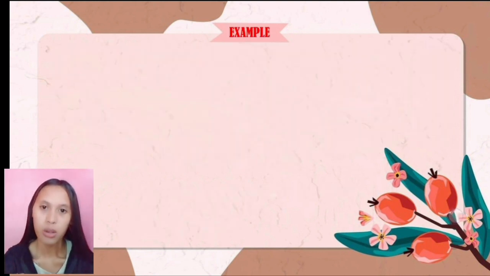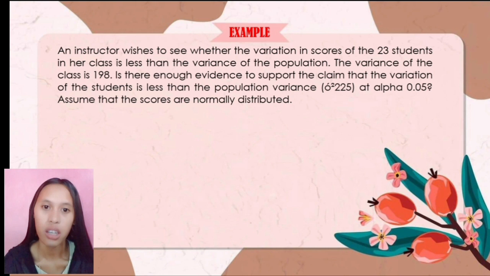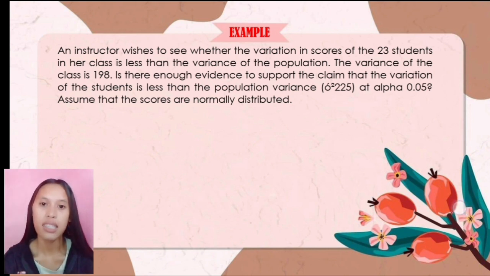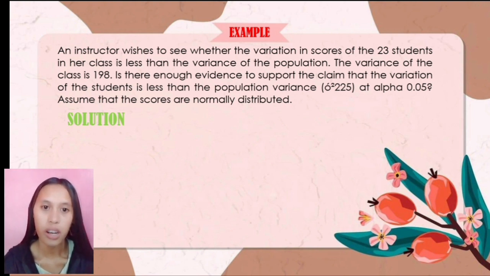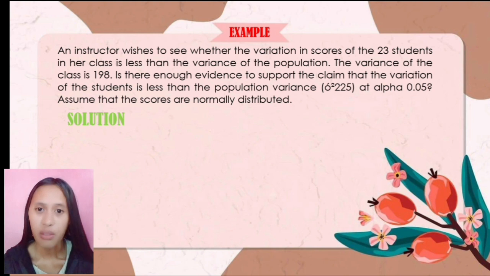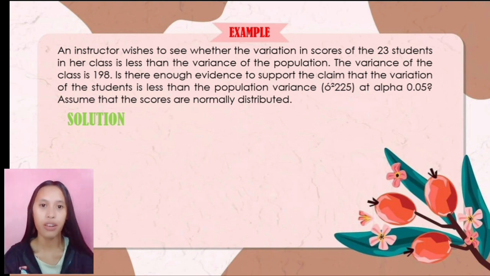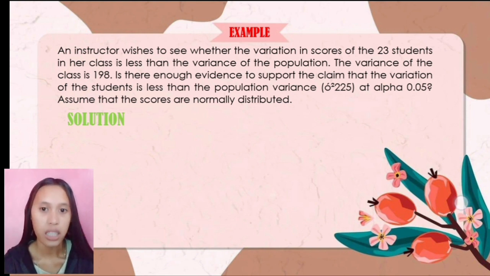An instructor wishes to see whether the variation in scores of the 23 students in her class is less than the variance of the population. The variance of the class is 198. Is there enough evidence to support the claim that the variation of the students is less than the population variance, where the population variance is equal to 225, at alpha 0.05? Assume that the scores are normally distributed.